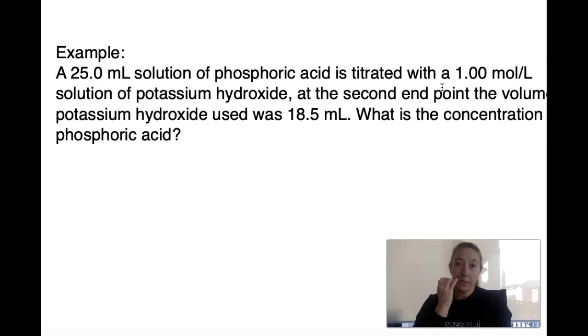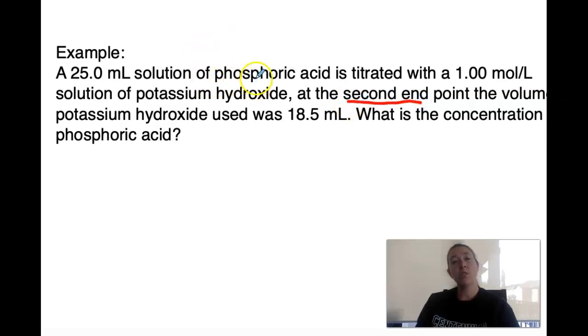So we have a 25 mL solution of phosphoric acid that is titrated with a 1 mole per liter solution of potassium hydroxide. At the second endpoint, the volume of potassium hydroxide used was 18.5 mL. What is the concentration of phosphoric acid? So we want to recognize that it's telling us the second endpoint.